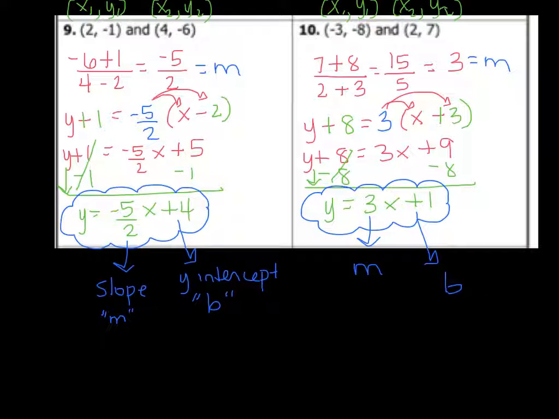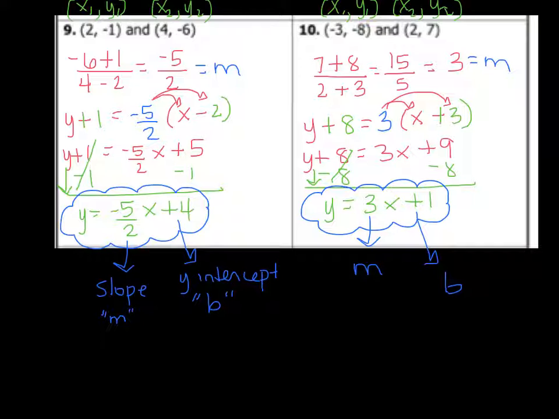Then I used my formula. So I have y minus, but my y1 was negative 1, so it became plus 1 equals my slope, which is negative 5 over 2, times x minus, and then my x1 was 2. Then I'm solving for y, so I distribute. That's where I got negative 5 over 2x plus 5. The opposite of adding 1 was subtracting 1, and then I got my equation in slope-intercept form, which is y equals negative 5 over 2x plus 4.